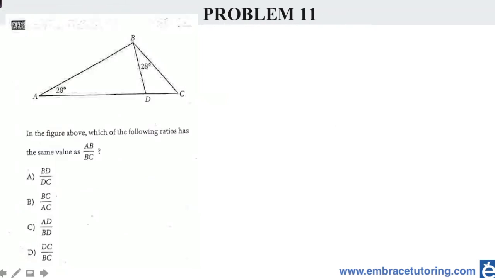Problem number 11 states, in the figure above, which of the following ratios has the same value as AB over BC? I see here that A is 28 degrees. I also see this side angle of B is also going to be 28 degrees. What I want to quickly note is that I don't know for sure if these are right angles, but what I can do is understand the proportions of where they're pointing to.